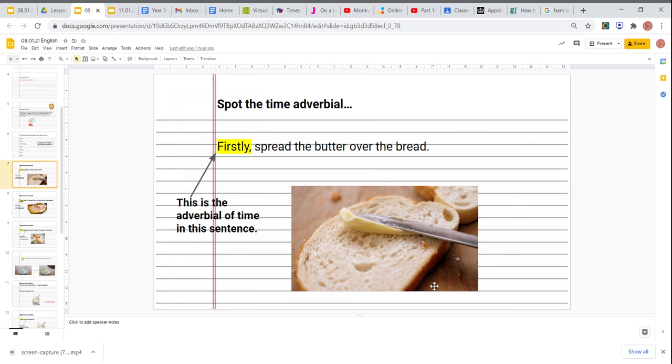So here we have got a picture of somebody spreading butter over bread. So this would be the first step. So firstly, spread the butter over the bread. So here we have got our adverbial of time highlighted in yellow.